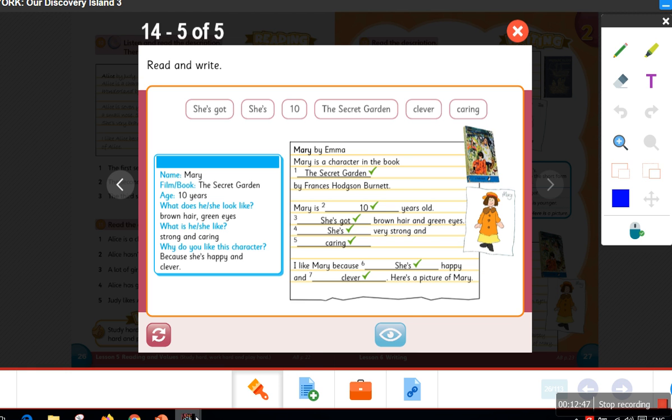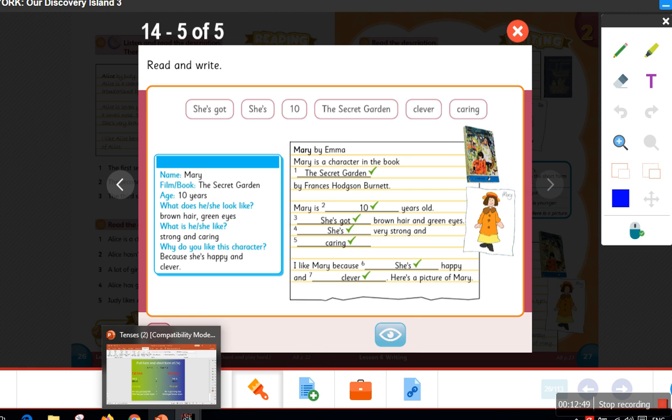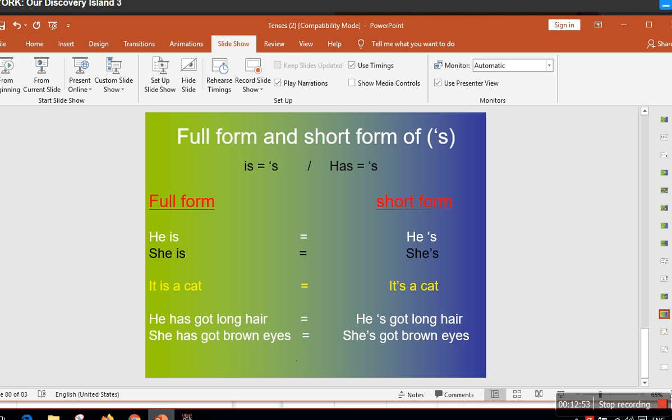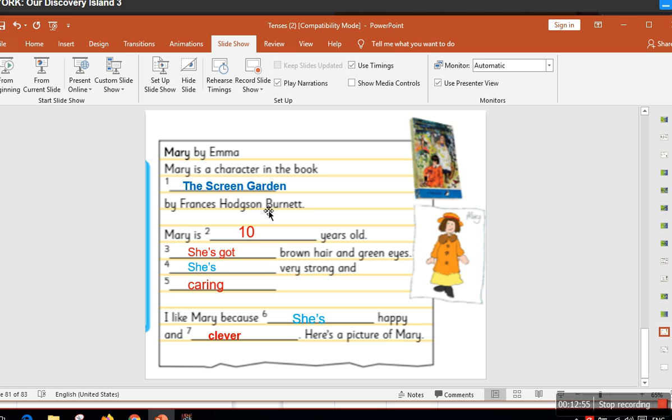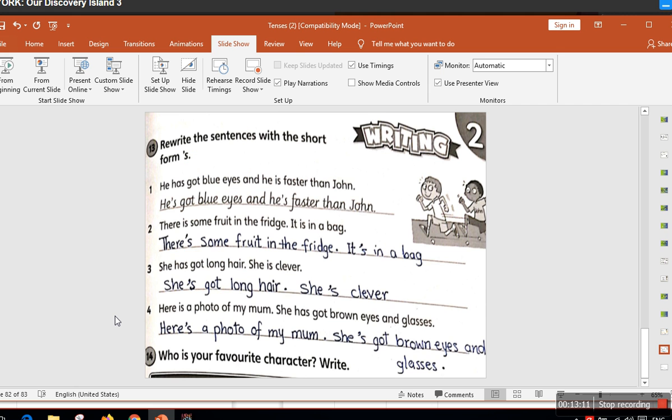By the way, I prepared a slide. It could be clearer than this. Here you can write the answers. Secret Garden. Mary is 10 years. She's got brown hair. She's very strong and caring. I like Mary because she's happy and clever. Now it's time, you can pause the video and write the answers. Feel free and take your time.